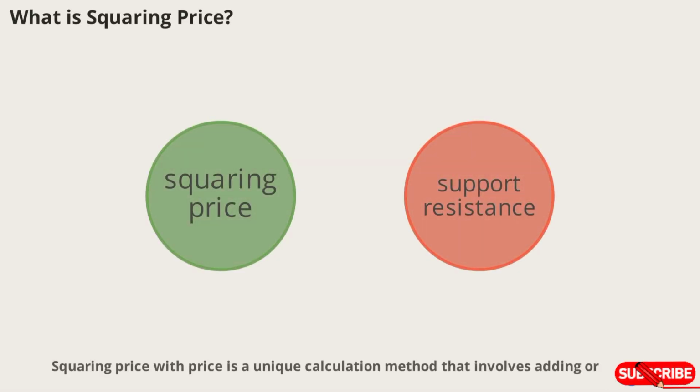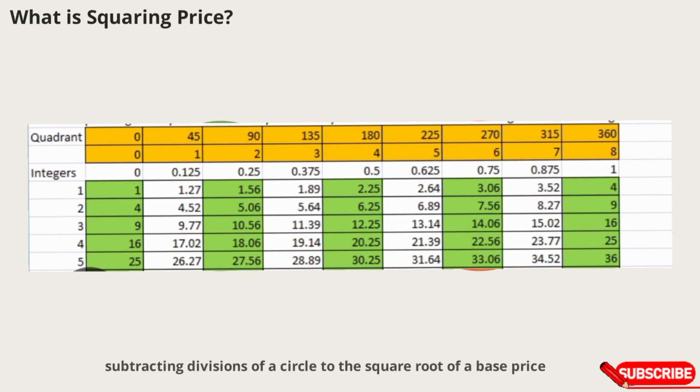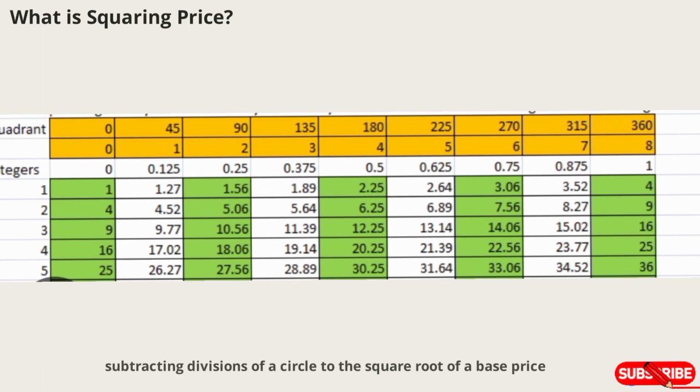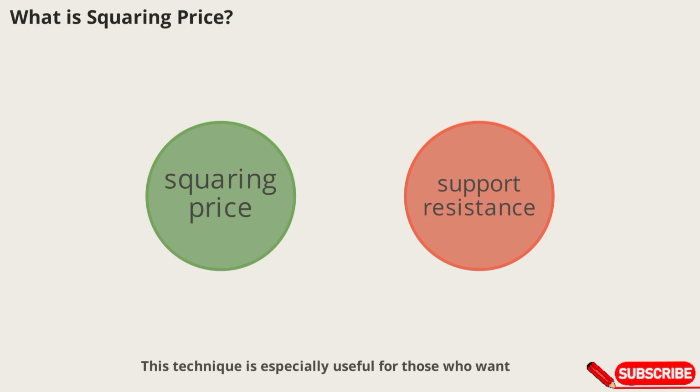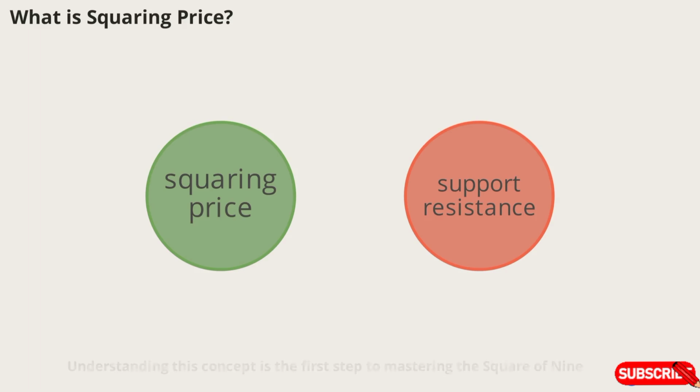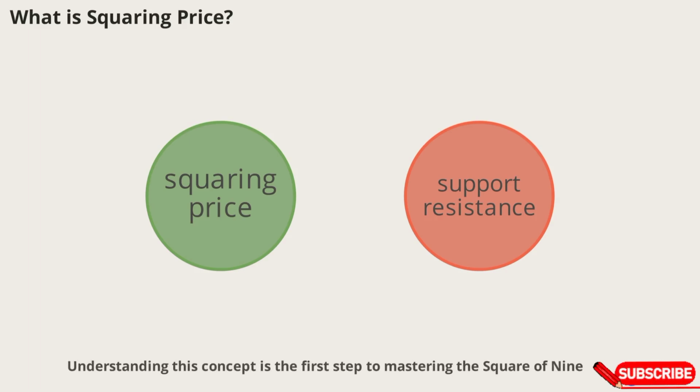Squaring price with price is a unique calculation method that involves adding or subtracting divisions of a circle to the square root of a base price, then squaring the result. This process generates support and resistance levels directly from the base price, completely independent of time. By focusing solely on price movement, traders can pinpoint where the market might pause or reverse. This technique is especially useful for those who want to simplify their analysis and concentrate on price action alone. Understanding this concept is the first step to mastering the square of 9.